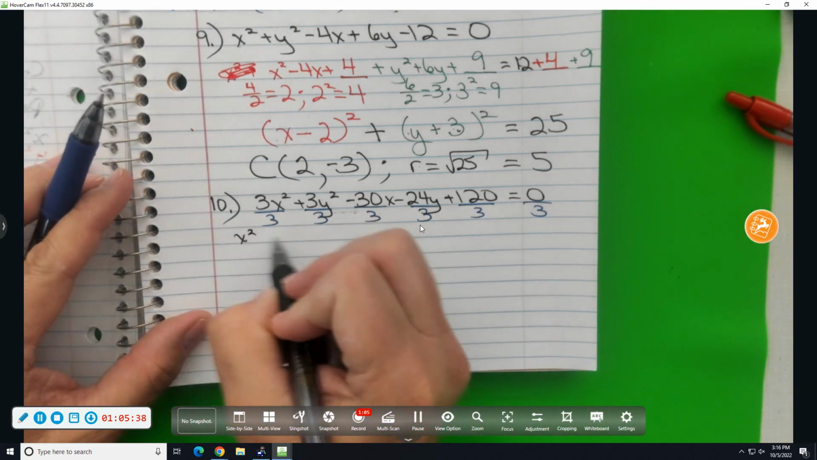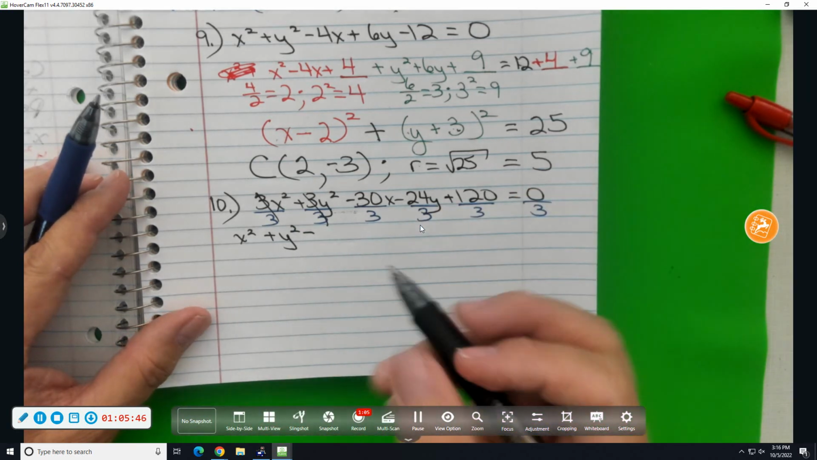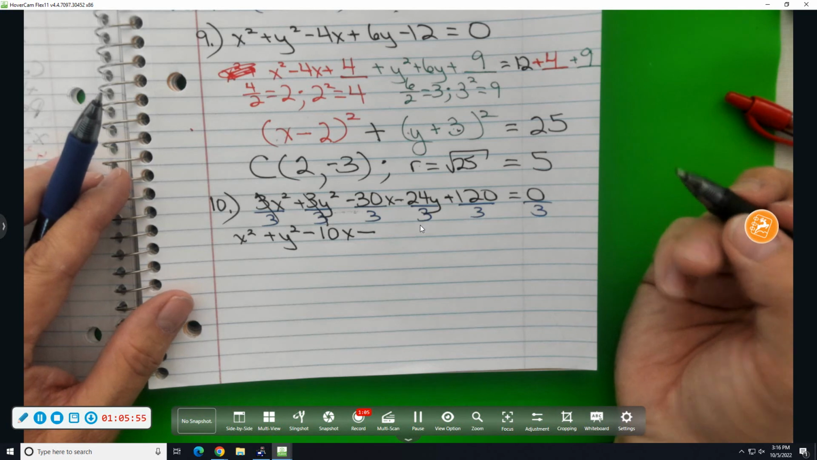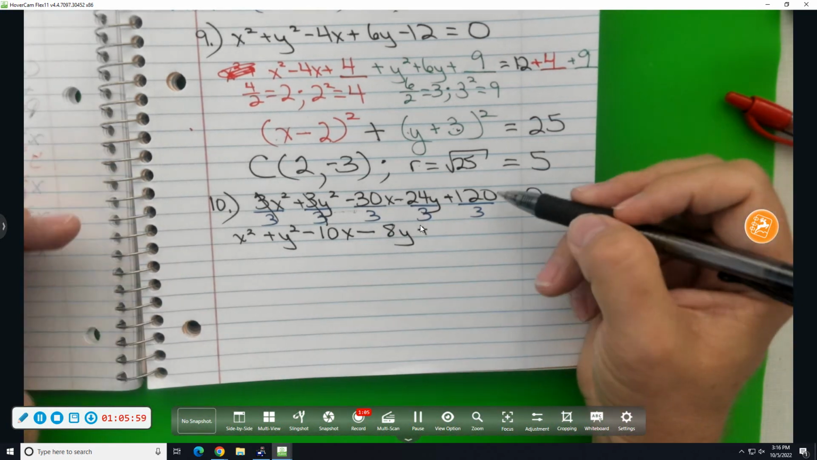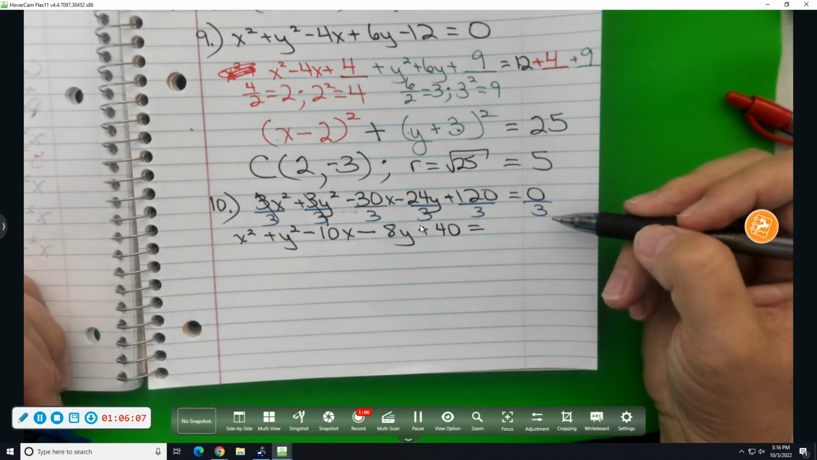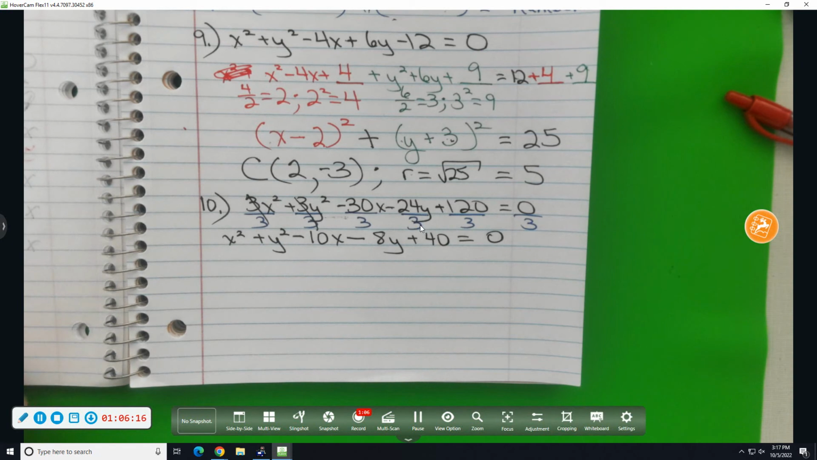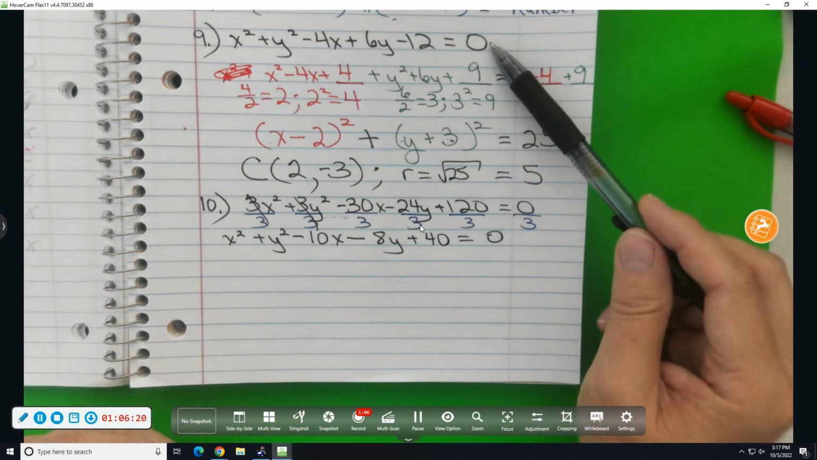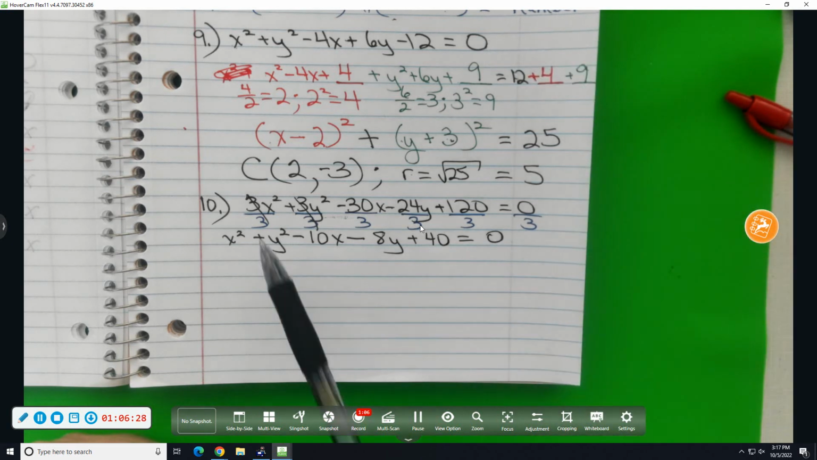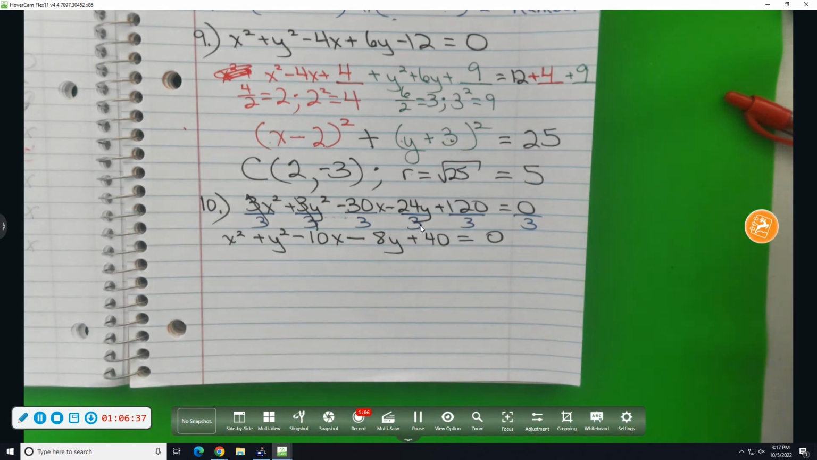We'll have x squared plus y squared minus 30x divided by 3 is minus 10x, minus 24y divided by 3 is 8y, plus 120 divided by 3 is 40, equals 0 divided by 3 is 0. So we're going back to the most basic type of problem solving. If you know how to do one type of problem and you're faced with a different type, try to make this new problem look like the old problem. That's what we just did. By dividing by 3, our equation now looks like number 9, just different numbers.